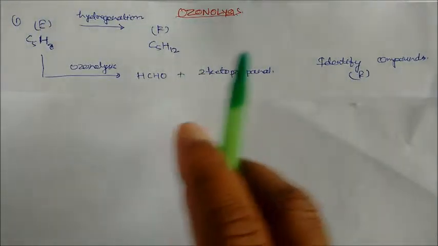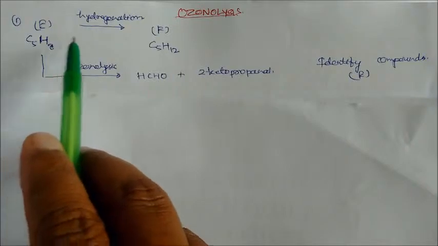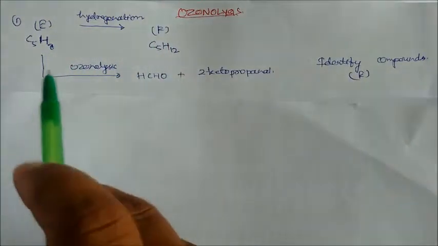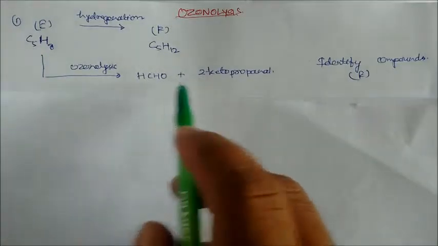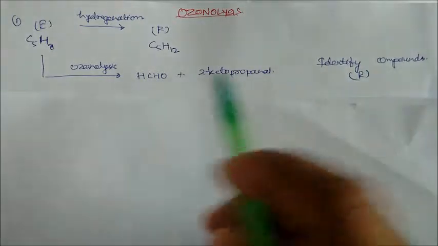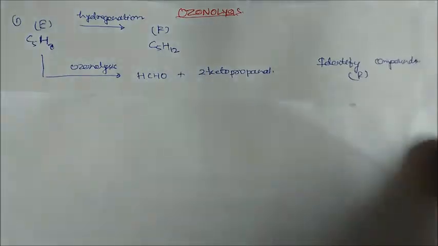In this topic, ozonolysis, so this is a compound E, C5H8, on hydrogenation you will get F, C5H12. Again this compound C5H8 on ozonolysis you will get formaldehyde plus 2-keto-propanol. So what is the compound F? So this compound we have to identify. So let us see how we can solve this problem.